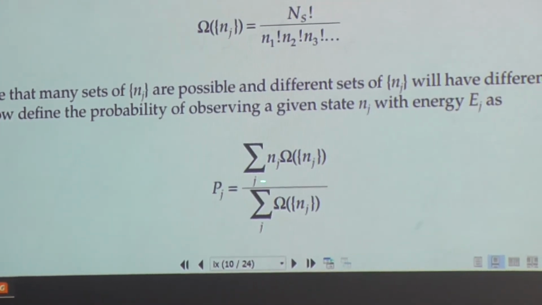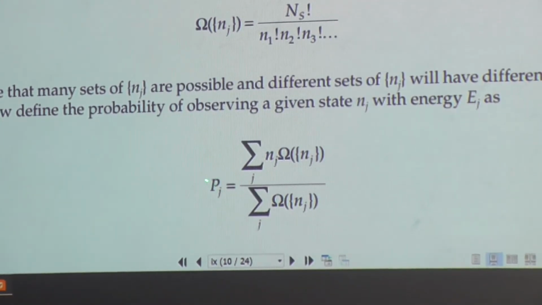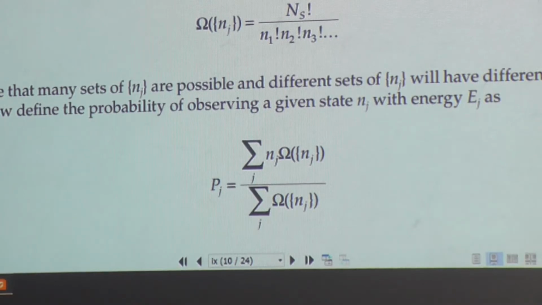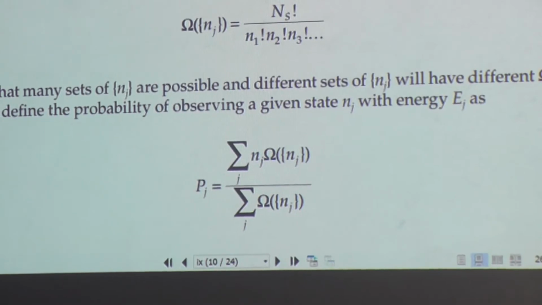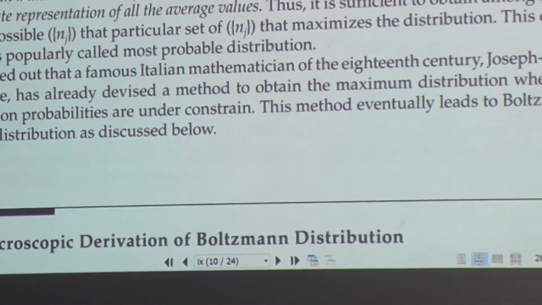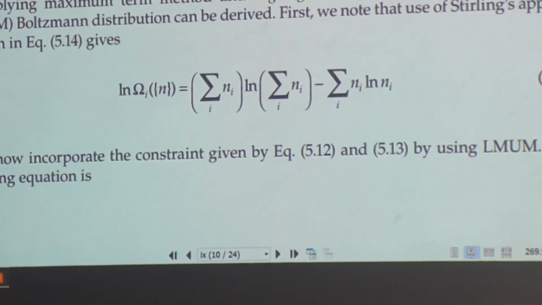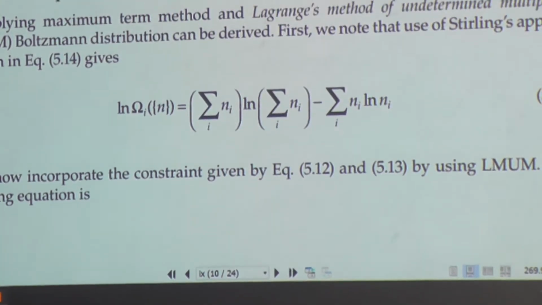So this is okay. That is how to get the probability of a system being in energy level J: the number of them in energy level J, omega for that particular distribution, and then I normalize it. Is this fine? Okay. Then please read this writing that is here. This is the microscopic derivation of the Boltzmann distribution.